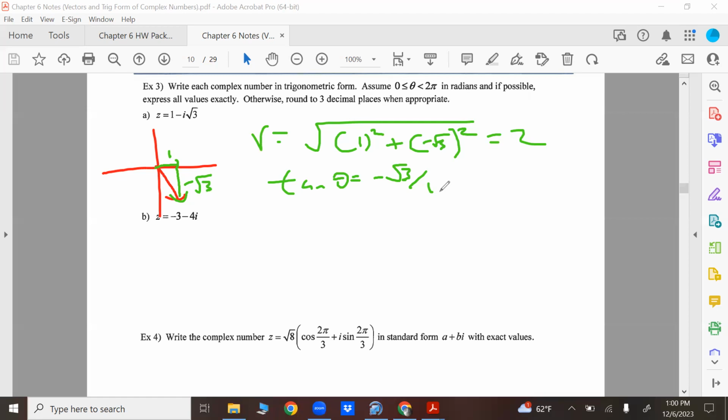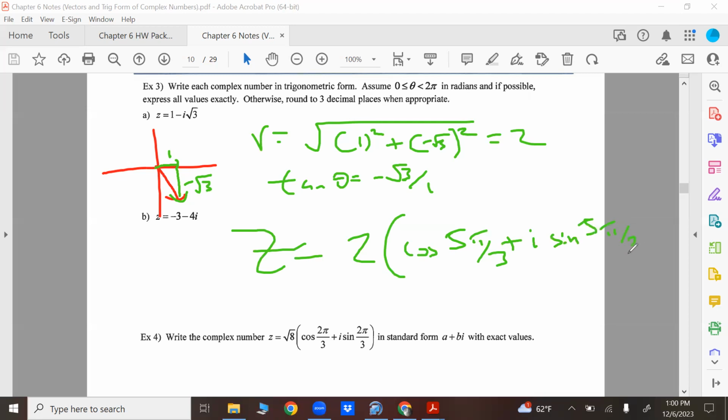But we're not going to say negative pi over 3 because you're told to do it from 0 to 2 pi. What's coterminal with negative pi over 3 from 0 to 2 pi? 5 pi over 3, good. Yep. So you're going to say z equals 2 parentheses cosine 5 pi over 3 plus i sine 5 pi over 3.